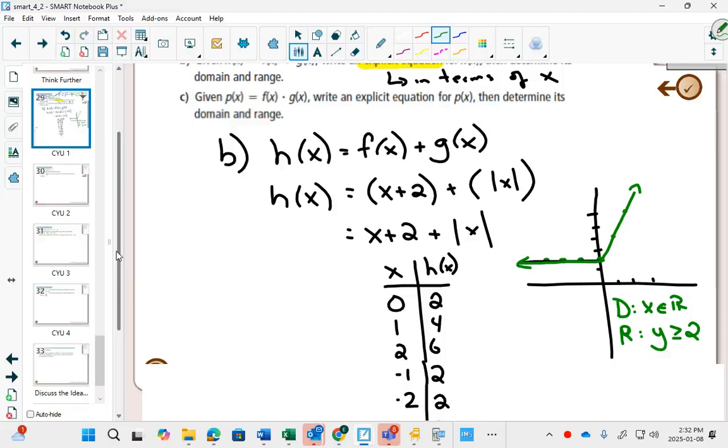The range is not usually obvious from the equation. The domain can be obvious from the equation because the domain is asking, what are your x values that you're allowed? And in this case, I can put any number into an absolute value. There's no restrictions anywhere, so it makes sense that my domain is everything. But the range we had to find from our graph.